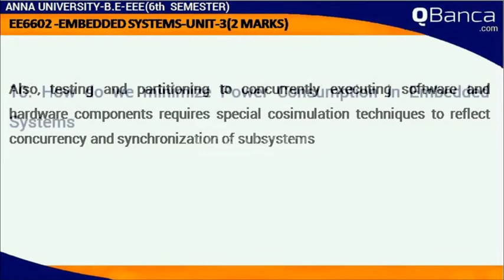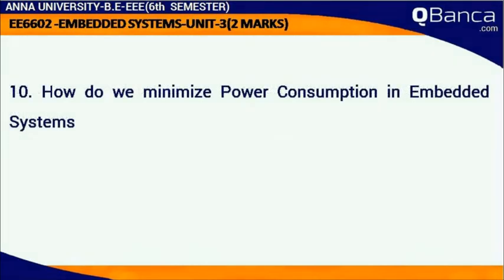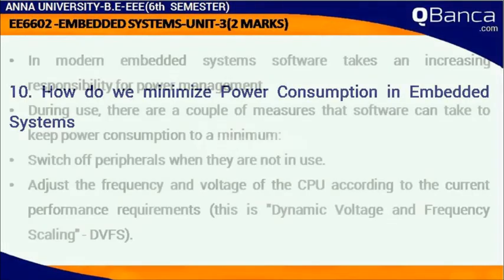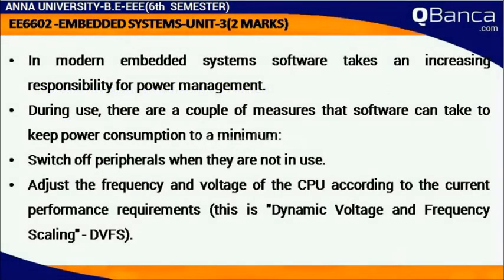How do we minimize power consumption in embedded systems? In a modern embedded system, software takes an increasing responsibility for power management. During use, there are a couple of measures that software can take to keep power consumption to a minimum. Switch off peripherals when they are not in use. Adjust the frequency and voltage of the CPU according to the current performance requirement. This is dynamic voltage and frequency scaling, DVFS.